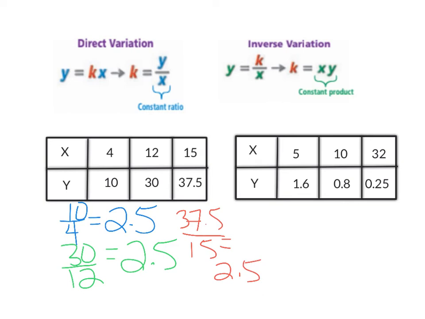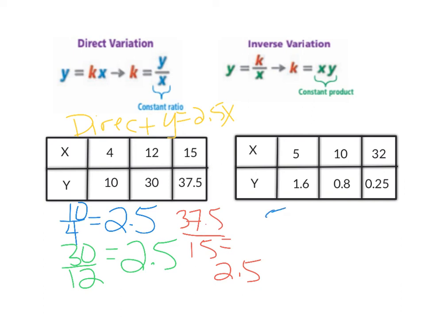Therefore, my first table represents direct variation, and the constant of variation is 2 and 5/10. So the equation would be y equals 2 and 5/10 x. Now if I look at my second table, let's start off by multiplying together 5 and 1 6/10.